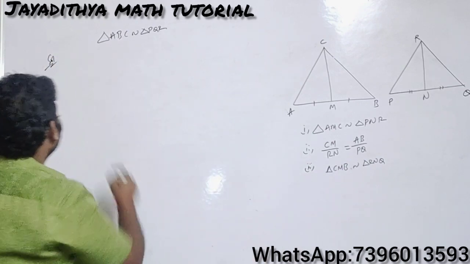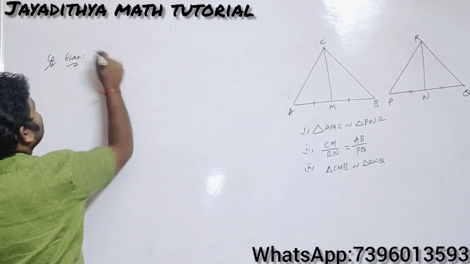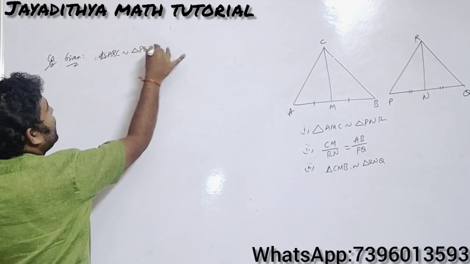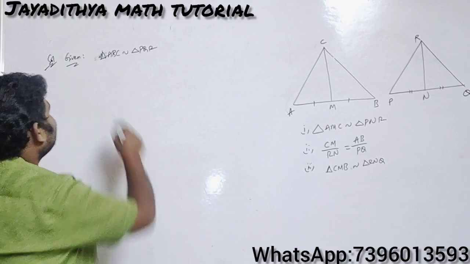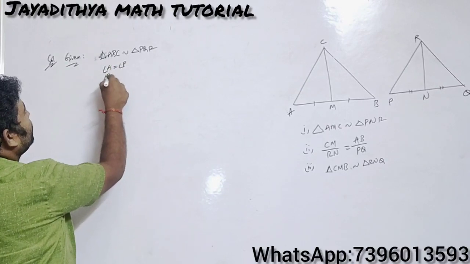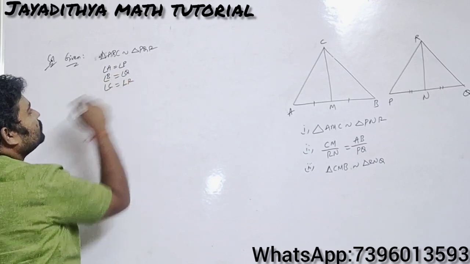What is the given information? Write the given information first. The given information is triangle ABC is similar to triangle PQR. From this, what conclusions can you take? That means corresponding angles will be equal. Angle A is equal to angle P, angle B is equal to angle Q, angle C is equal to angle R. So these are the conditions.